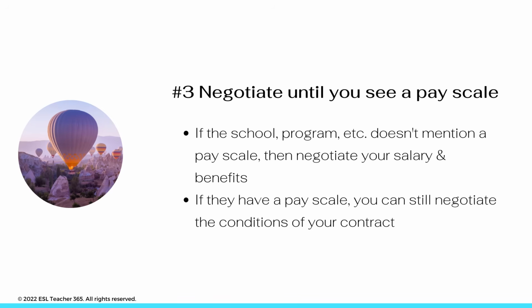Number 3 is to negotiate until you see a pay scale. If the school or the program doesn't mention a pay scale, then negotiate your salary and benefits. If they mention that they have a pay scale, you can still negotiate the conditions of your contract.